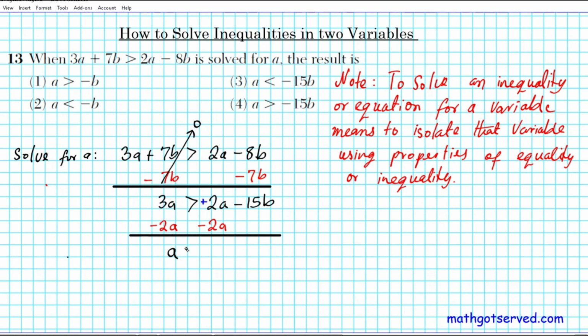Alright, so 3a minus 2a is a, and that's greater than 2a, positive 2a minus 2a are inverses, they add up to 0. So we're left with negative 15b. Alright, so our answer is a is greater than negative 15b. How do we know that we're done solving? We know that we're done solving because a has been what? A has been isolated. Isolation of a variable is basically what solving that inequality or equation for that variable means. Alrighty, so the answer to question number 13 is option number 4.